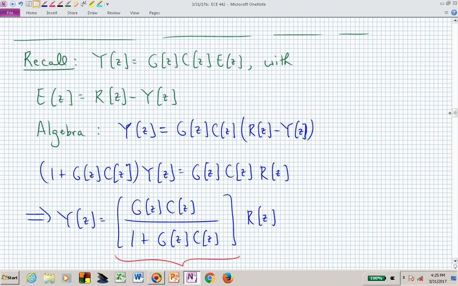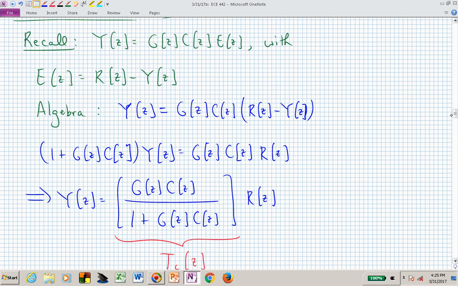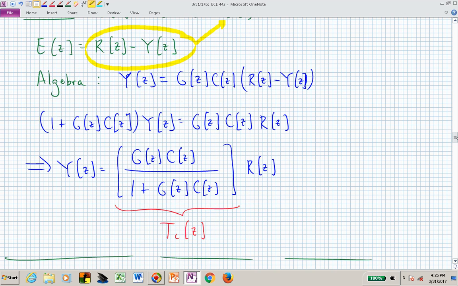And this is now a way of deriving that. Recall that y is G sub C of z times e, with e equal to r minus y. A little algebra, plugging in the e, which is this expression, r minus y, and combining terms that are common with the output y and the input r, dividing through by the expression that's scaling y, and we now obtain our closed loop transfer function, capital T sub C of z.